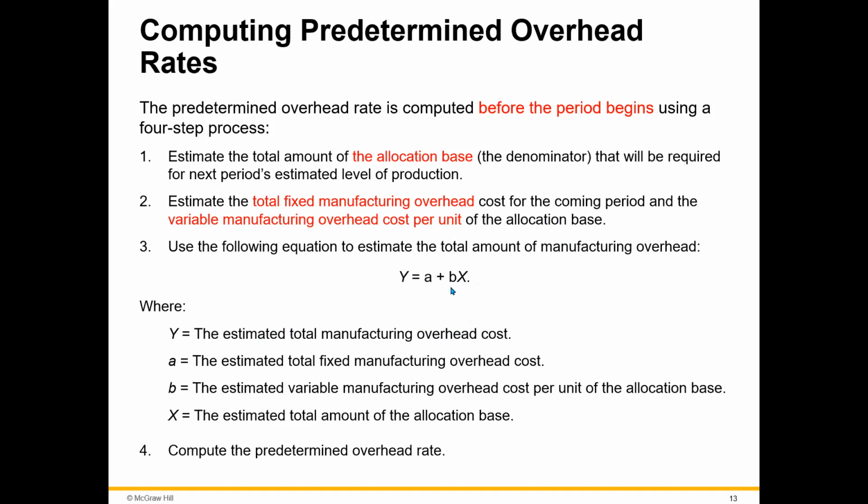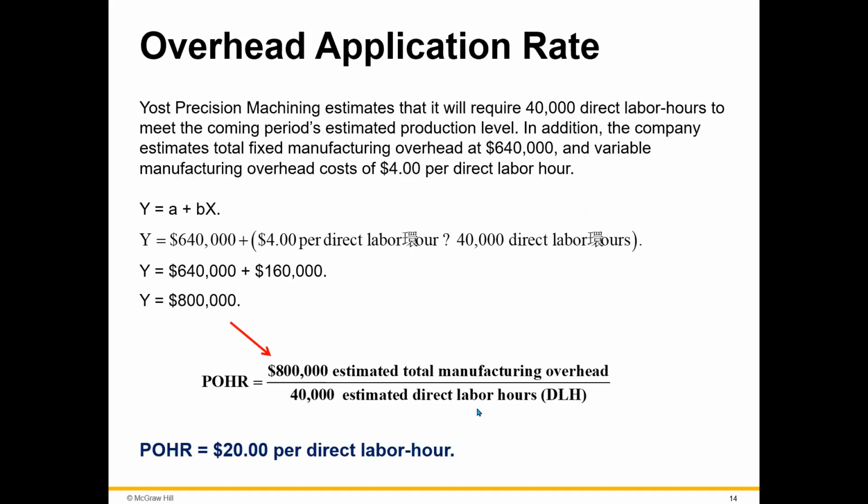So that's the theory or the formula part. And then after you get the Y, the total estimated overhead, divide it by the X, your denominator of the allocation base, and you will be able to calculate a predetermined overhead rate, and then you can apply it to any job finished in this period. Now let's see this formula in our prior example.